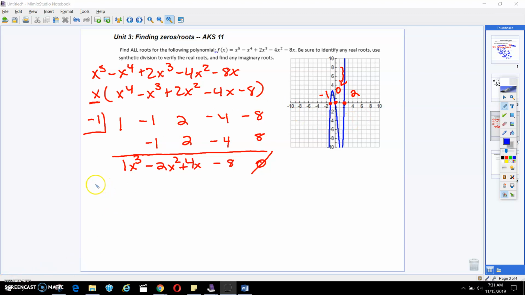Okay? So now we're going to do it for our 2x intercept, right? Okay, so we're going to put 2 in the little box, and we're going to take these coefficients right here. Okay, so we're going to have 1, -2, 4, and -8.